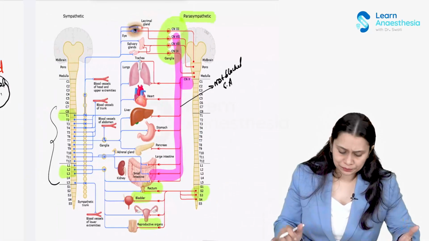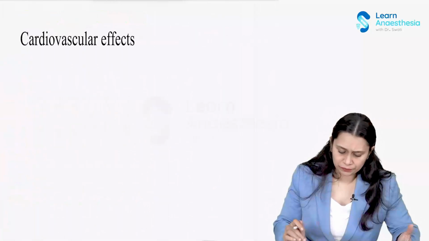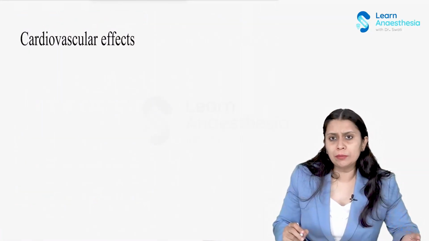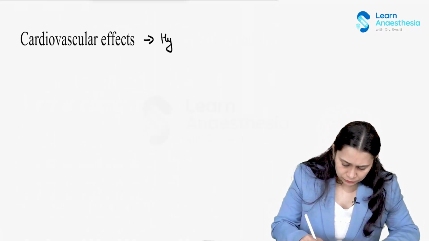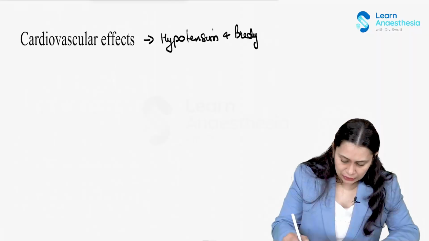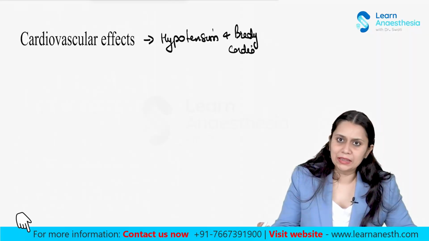So what is the physiological effect of neuraxial anesthesia on the cardiovascular system? Now for the cardiovascular effect, two things we have to remember: most commonly hypotension and bradycardia. So hypotension and bradycardia are two important things which happen with neuraxial anesthesia.